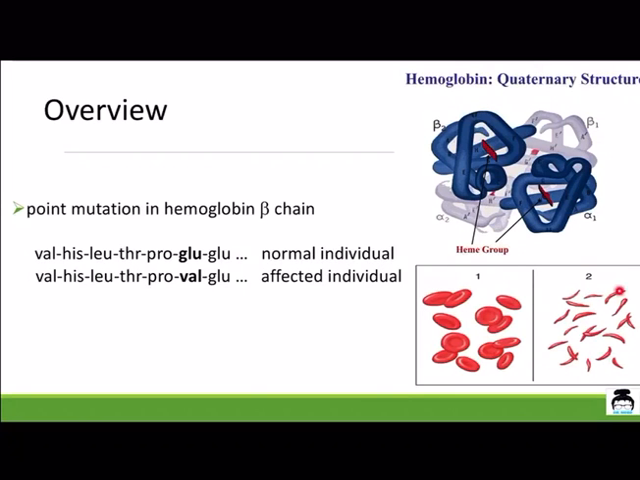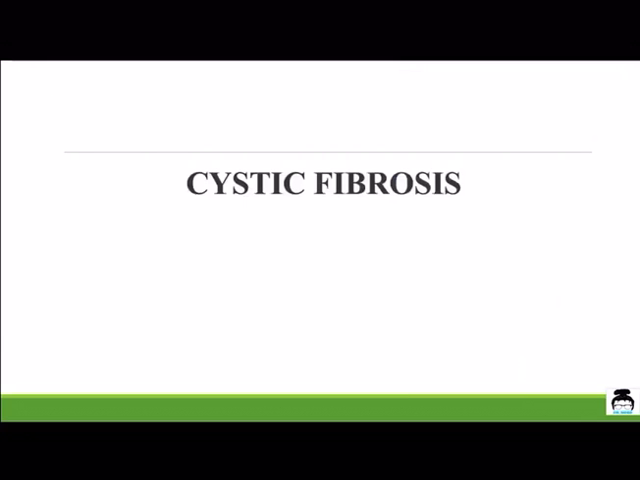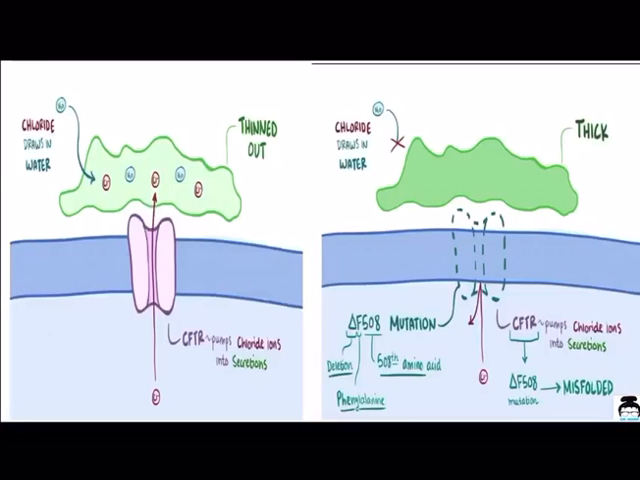Now, obviously, if you have this weird architecture of the hemoglobin, there will be disruption in normal hemoglobin functions, like carrying oxygen throughout the body.